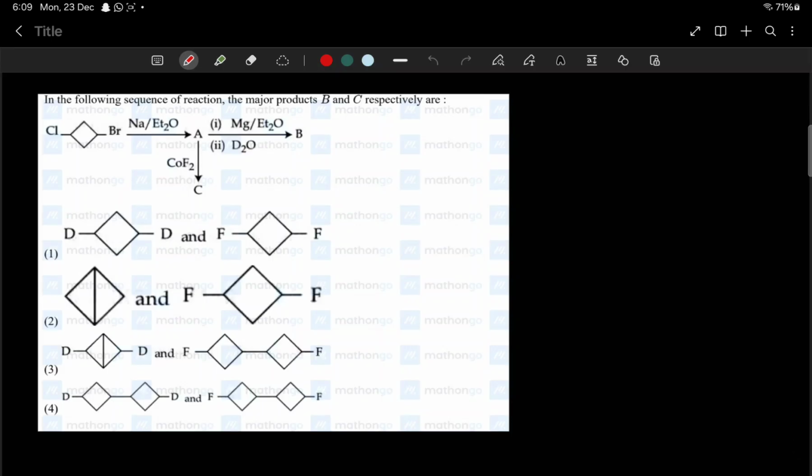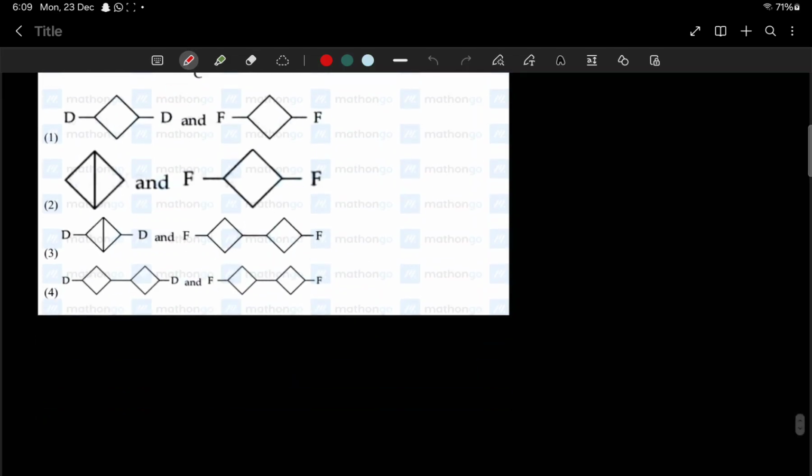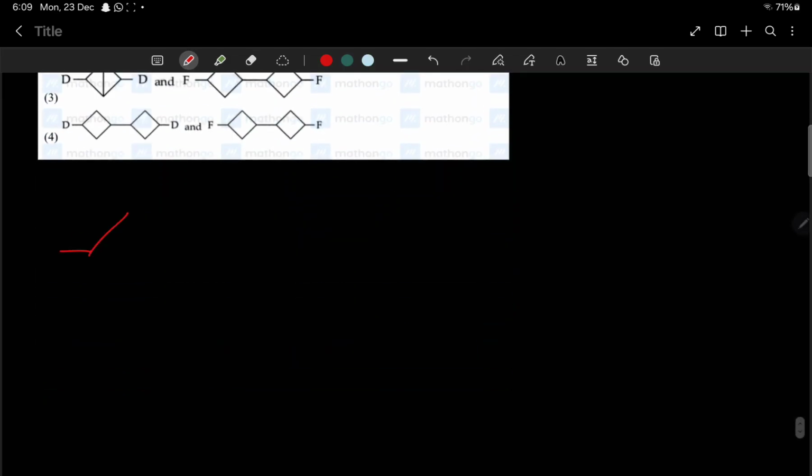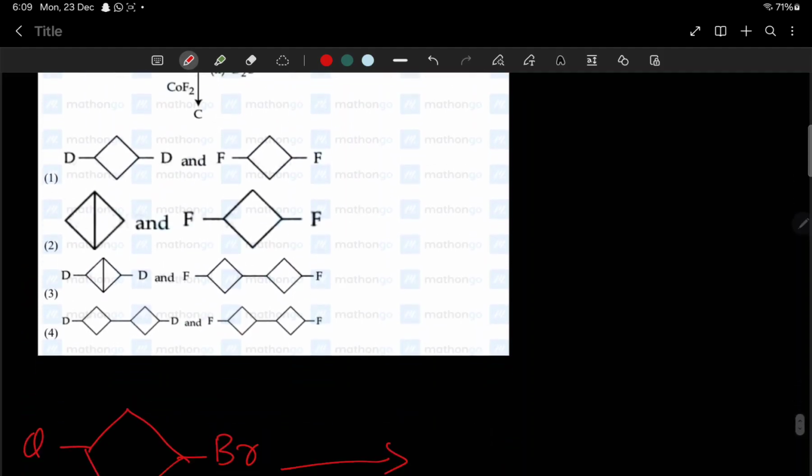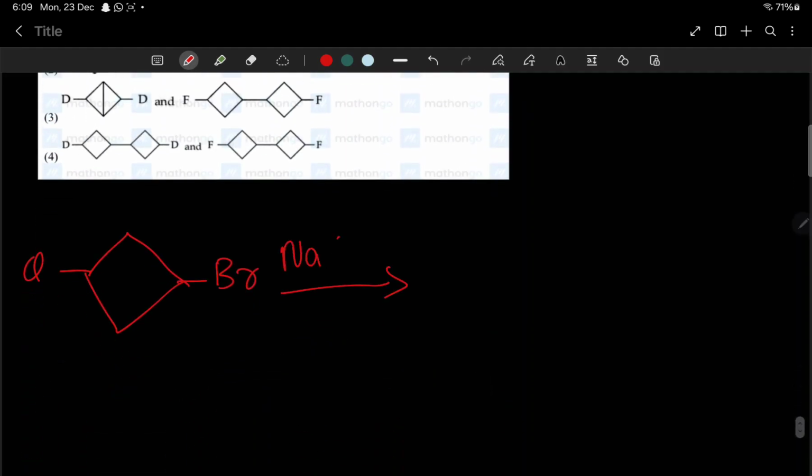Yes. So this question is about an exciting question, really a good question too. One good question in JEE Mains. Okay, we are having ClBr. This is our compound. First, this is treated with Na and Et2O. This reaction with Na is called the Wurtz reaction. You learned it in haloalkanes. Wurtz reaction, right?